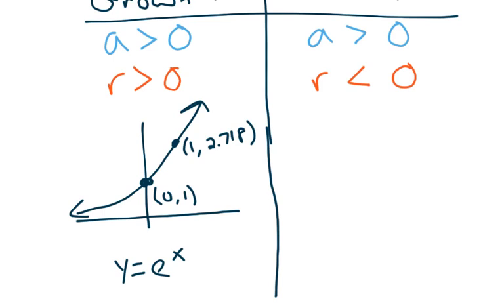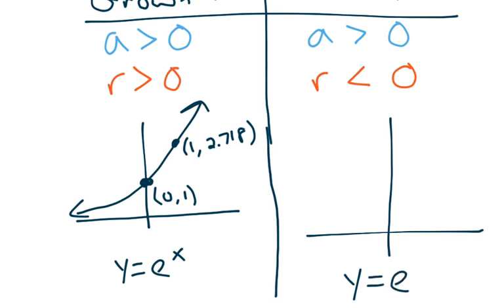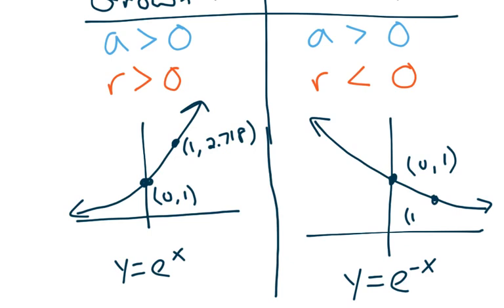Okay, for the decay functions, the basic one would be y equals e to the negative x power. That function looks something like that. This point right here is still (0, 1). But this point where our x value is 1, that's going to be 1 comma the reciprocal of e, which if you type that in your calculator is about 0.368. If you type in e to the negative first power, you should get about 0.368.